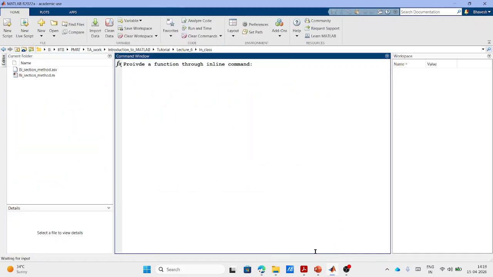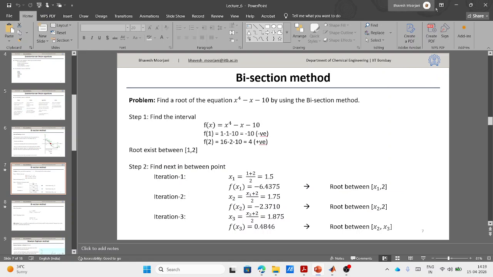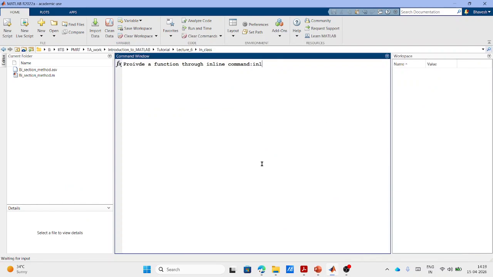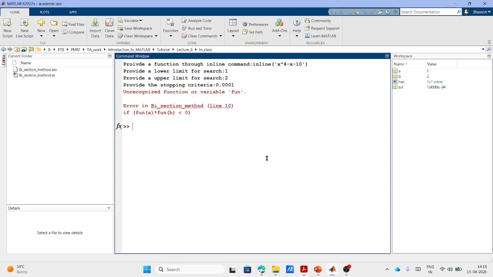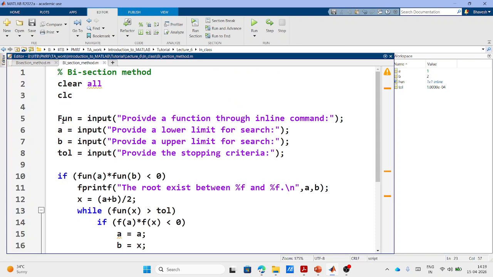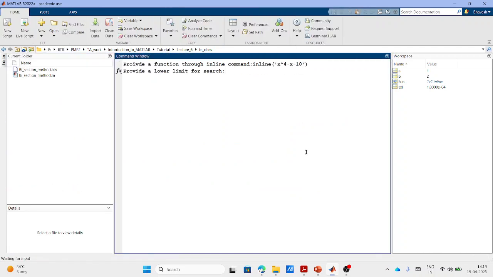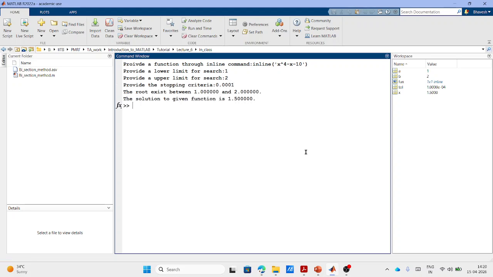So let's run this. I will put the value which we have seen here, x to the power 4 minus x minus 10, lower limit 1, upper limit 2, and 0.001. Oh, sorry. It's a variable name issue. It should be f. Now if I run it again, 1 2 0.001. Right. So the root is existing between 1 and 2, and the solution, so see, right now it's giving me solution as 1.5.